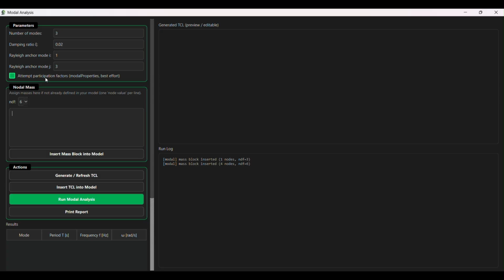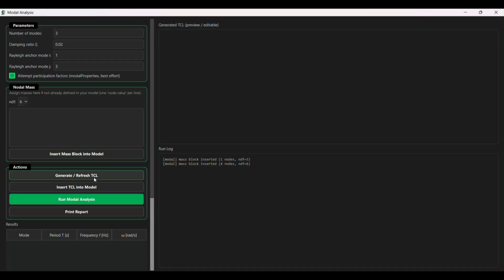Attempt participation factors is ticked by default. It has the analysis try to compute modal participation factors and effective modal mass using OpenSees's modal properties command. This is explicitly best effort. That command isn't available in every OpenSees build. If it's missing, the analysis still completes and reports periods and mode shapes normally. The results panel shows that participation factors are unavailable rather than failing outright.